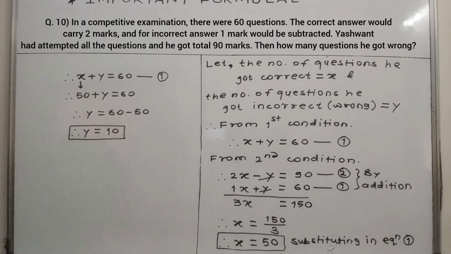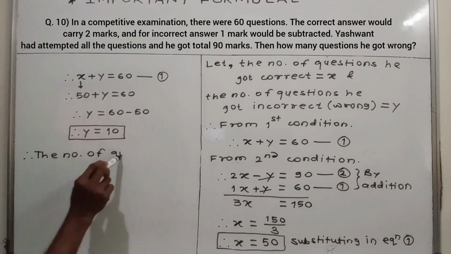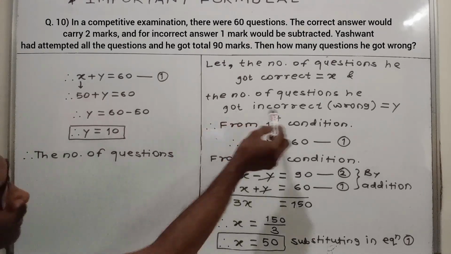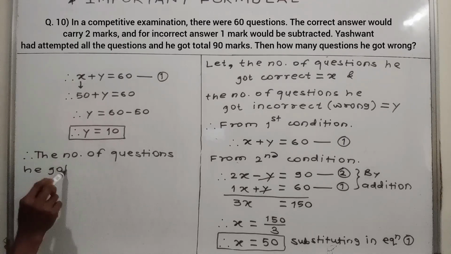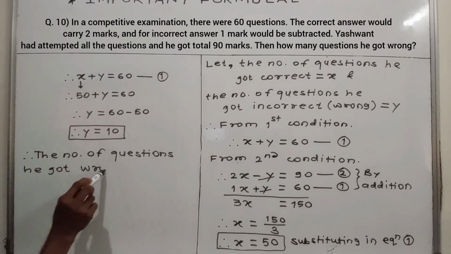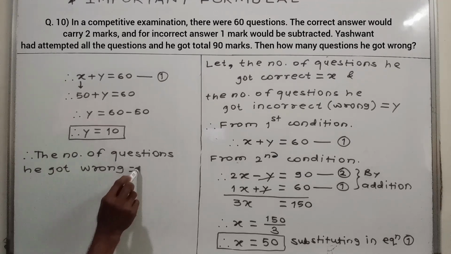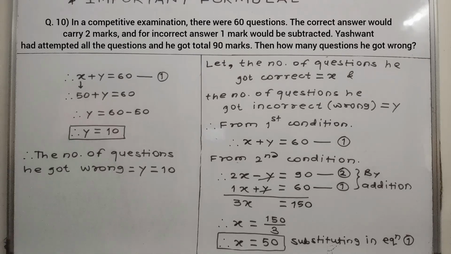Did you understand? Therefore, we write: the number of questions he got wrong or incorrect is equal to y is equal to 10. This is your answer.